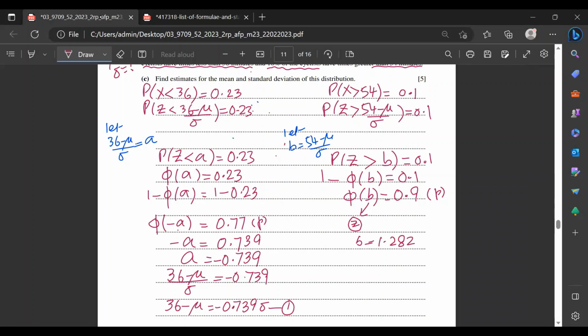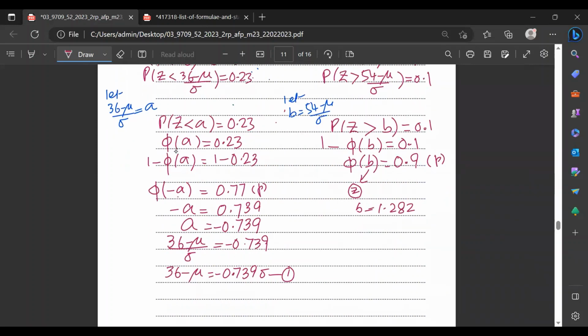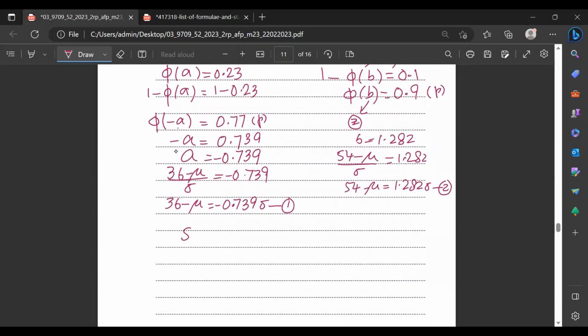So b is equal to 1.282, and b is (54 minus mu) over sigma, which is equal to 1.282. And again, we have another equation in mu and sigma. Next, you can solve them simultaneously. These are the 2 equations: 54 minus mu equals 1.282 sigma, and 36 minus mu is minus 0.739 sigma. So solving simultaneously.